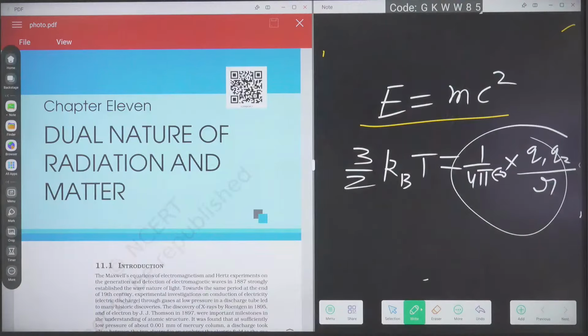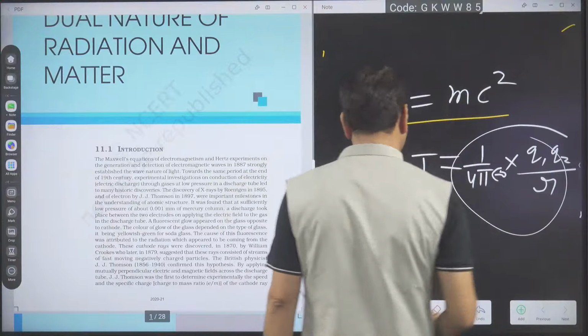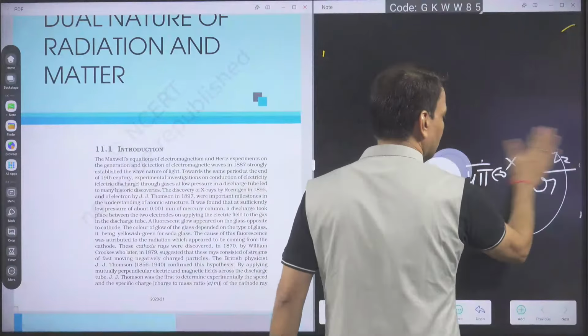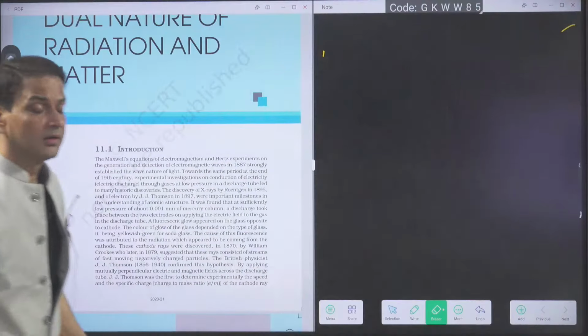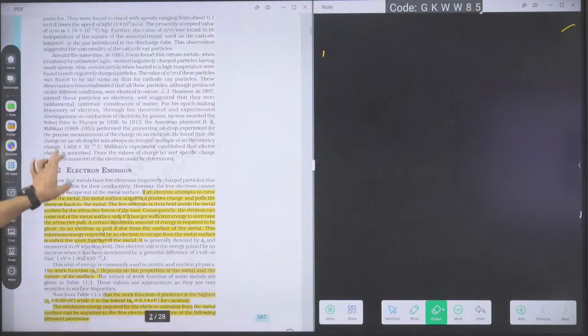Now dual nature, these chapters are small, we can complete them fast. Everybody knows why I am taking these two chapters, why I have discussed these two chapters first.